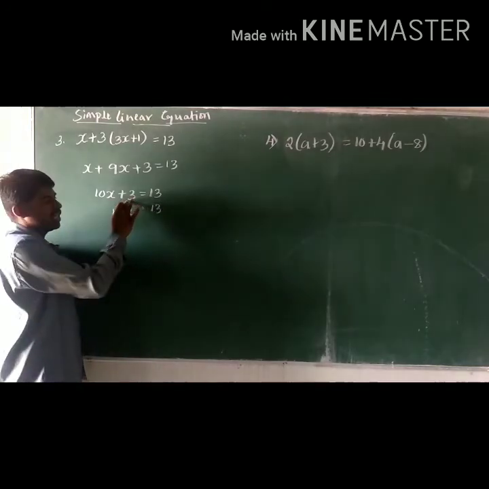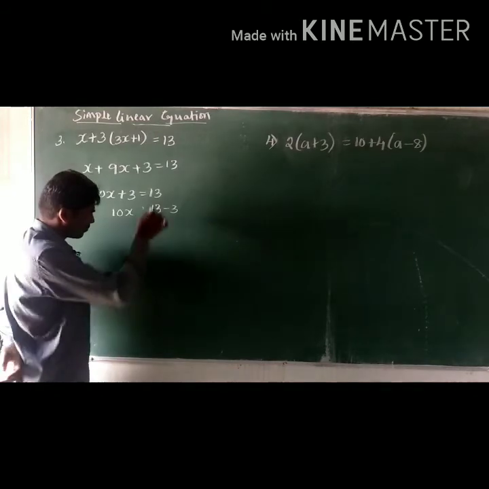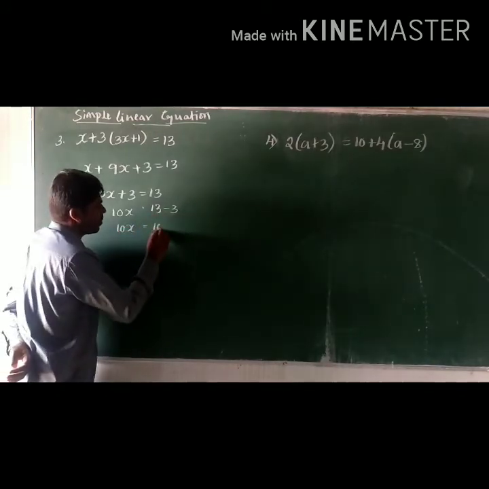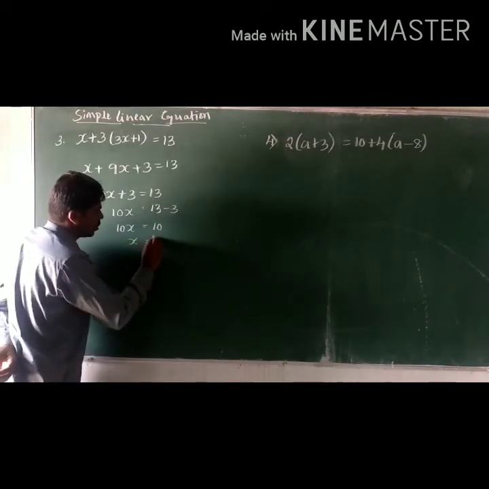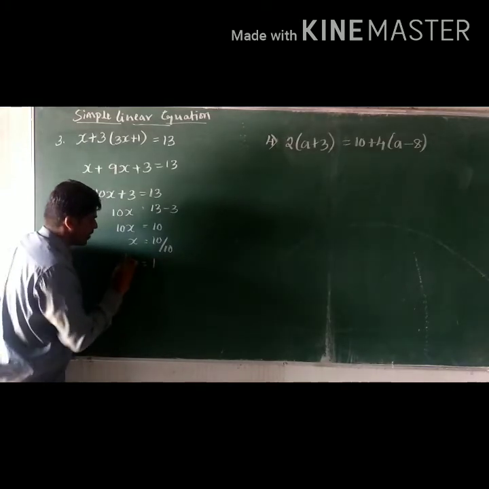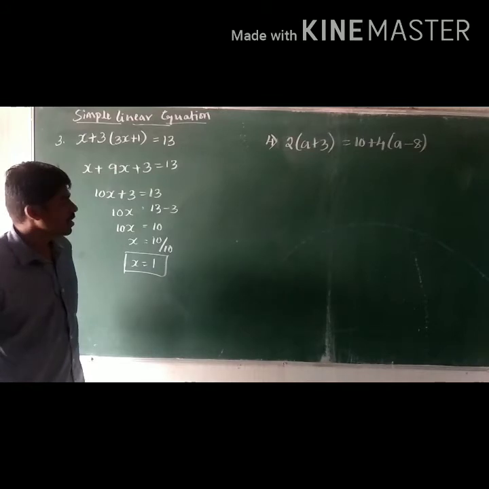The plus 3 should be transferred to that side, so it becomes minus 3. Now 10x is equal to 13 minus 3, we get 10. Now x is equal to 10 divided by 10. Now x is equal to 1. 10 ones are 10. So we have to solve the problem like this.